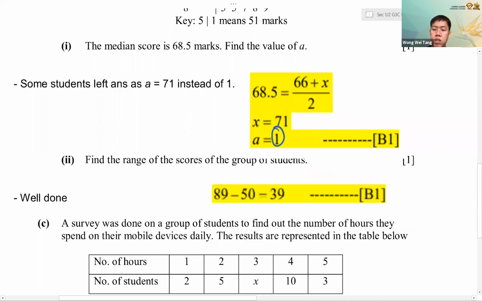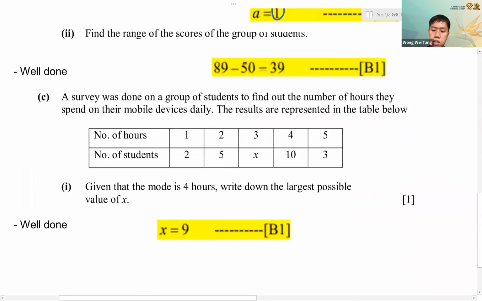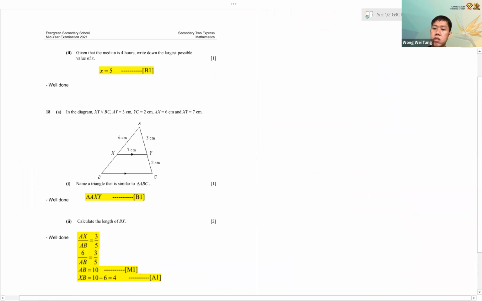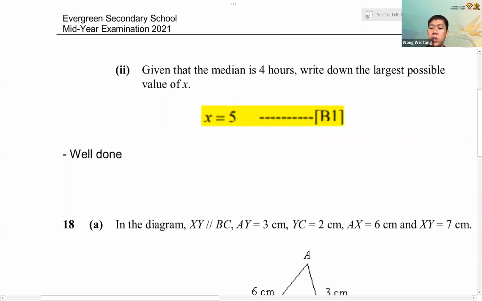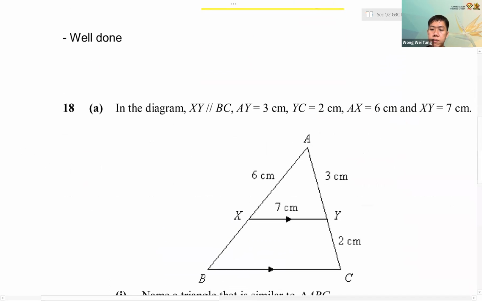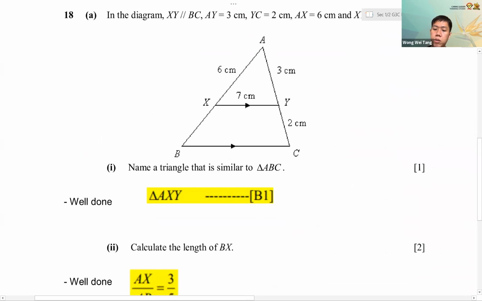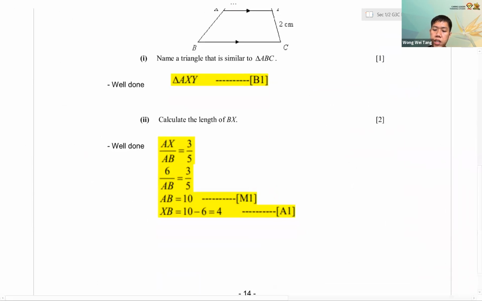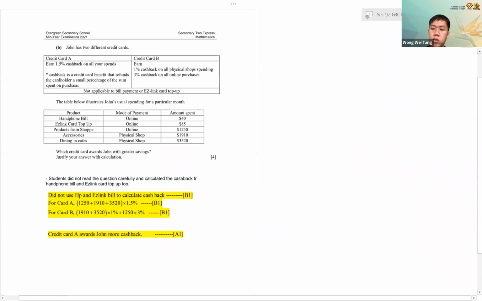So find the range, biggest minus smallest, was well done. Mode, well done. Next. Median, 4 hours, so x equals 5, also well done. Okay, next one. Name a triangle similar, well done. Calculate length, well done. All these well done, not going to go through.